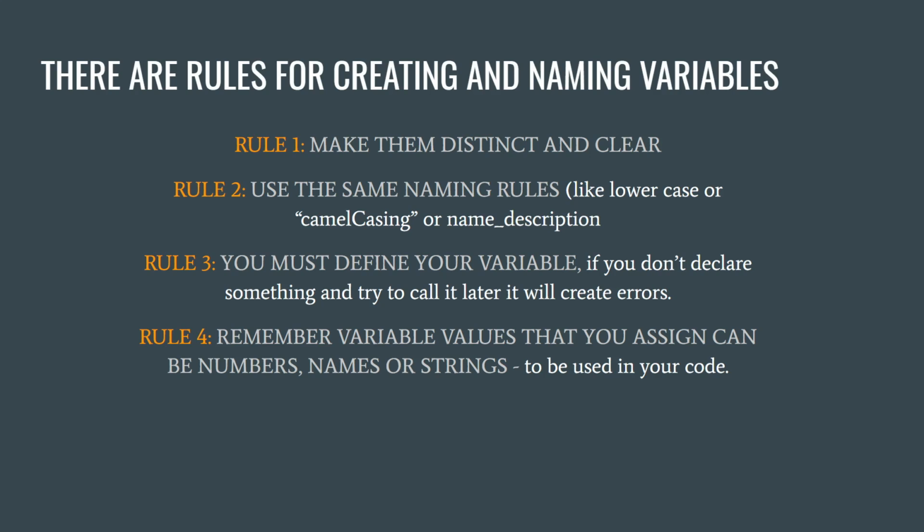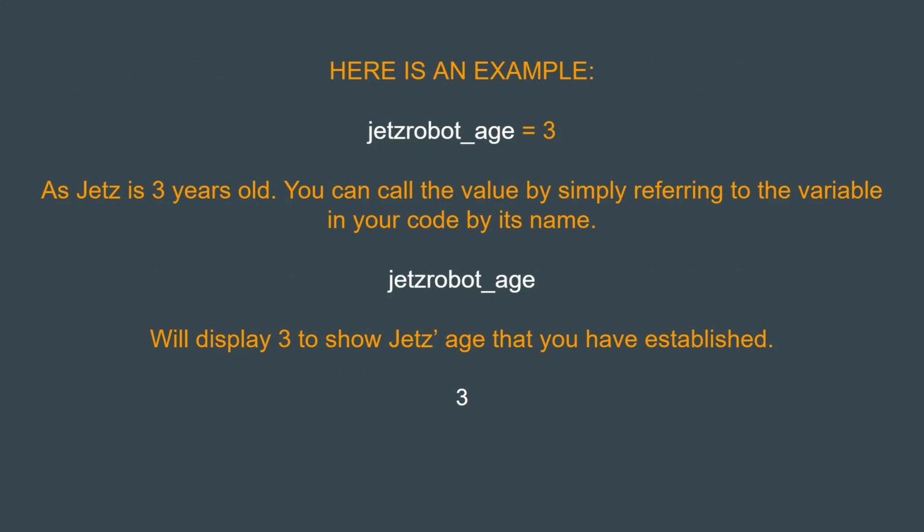All right. Then rule number 4, remember that your variable values can be numbers, names, strings, words, arrays, what have you. The idea is you want to know what you put in that variable so you can recall it later on and not have it give you the wrong set of values back later. So that's why you want to make sure it's clear, distinct, and you want to make sure you keep to the same rules so you know what you made.